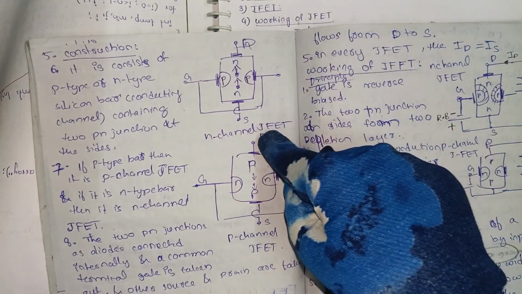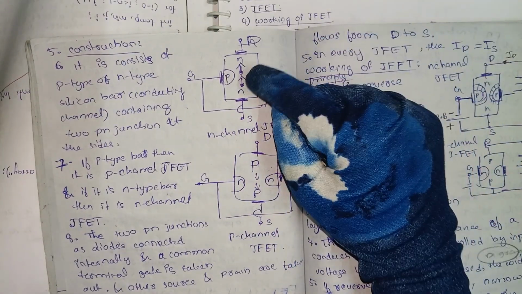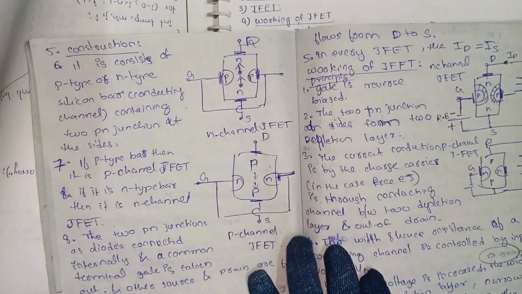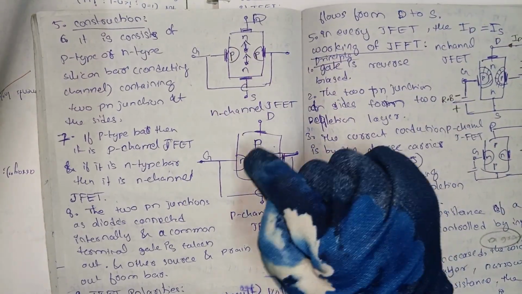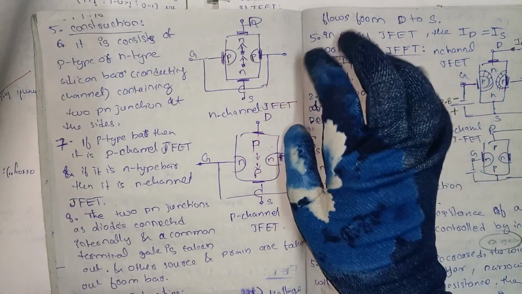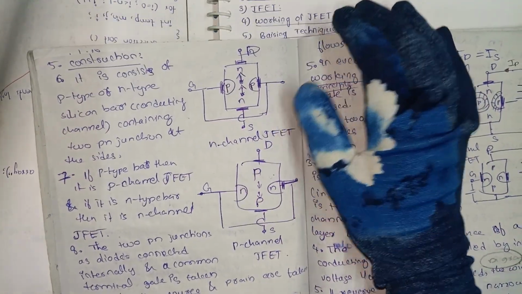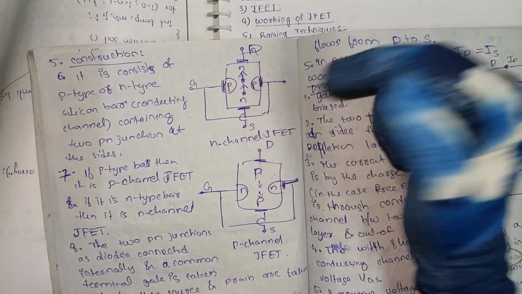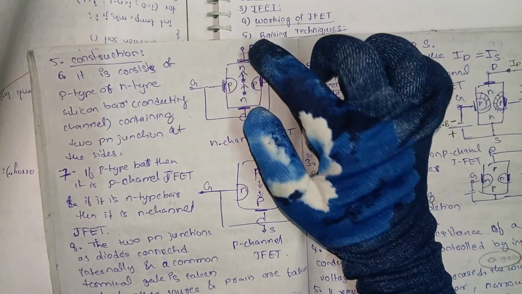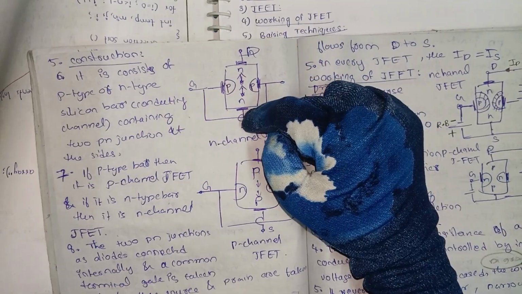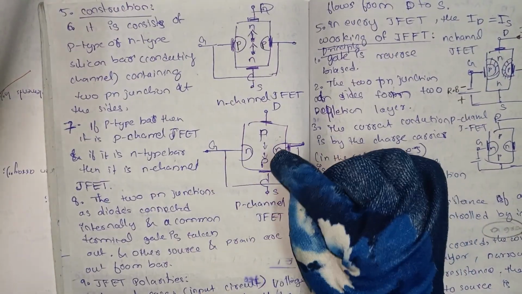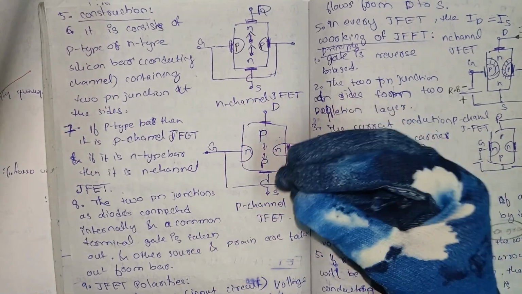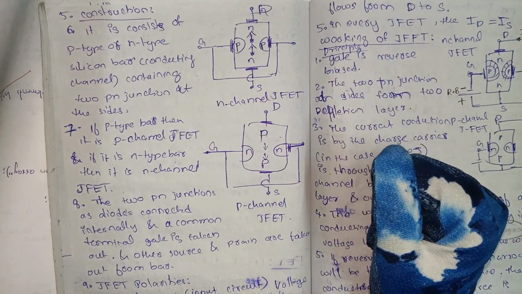In the n channel JFET, the current conduction is by electrons, and in the p channel JFET, the current conduction is by holes. In the n channel, the flow of electrons is from source to drain, and the current flow is from drain to source. And in the p channel, the flow of electrons is from drain to source, and current is from source to drain.